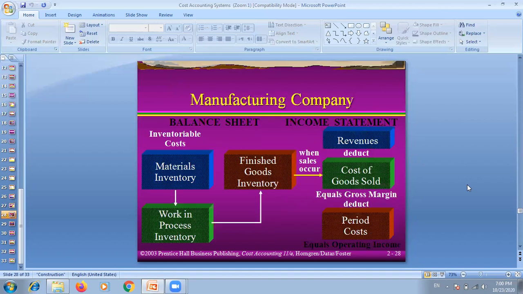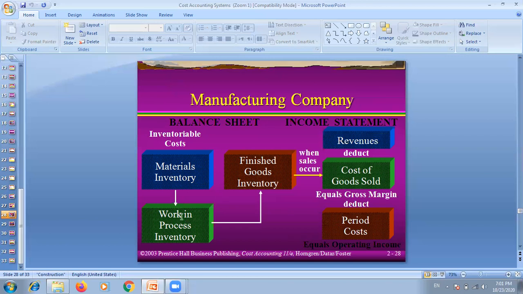Now, manufacturing company: this is the balance sheet and this is the income statement in the manufacturing company. Inventoriable cost, that is material inventory, yes. Then we add work in process, right? To get finished goods inventory, right? The finished goods inventory will appear in the balance sheet. So I have three items of inventory in the balance sheet. Material inventory, current asset. Work in process inventory, current asset. Finished goods inventory, current asset.